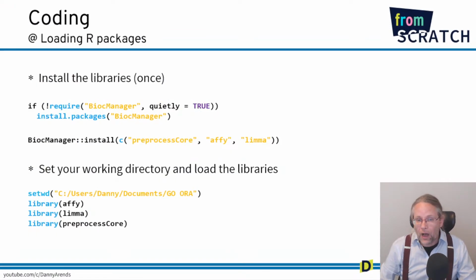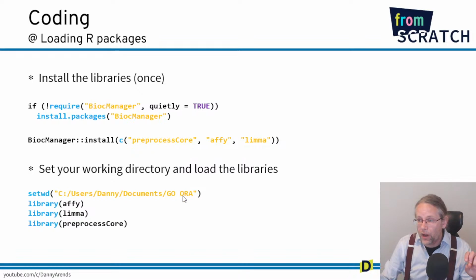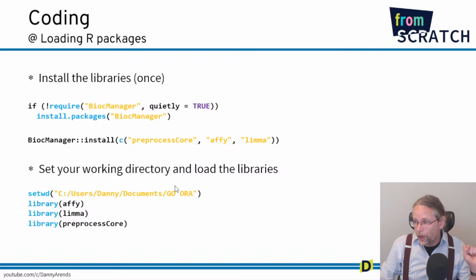All right, so after we have that, we need to make sure that we know where we are going to save our files, right? So I'm going to set my working directory to a folder on my hard drive. Since I'm on Windows, it's C:/ for the C drive. It's going to be in Users, then Documents, and then the folder that I created on my hard drive. You just go to your desktop, right click, and create a new folder. In my case, I called it GORA for Gene Ontology Overrepresentation Analysis.